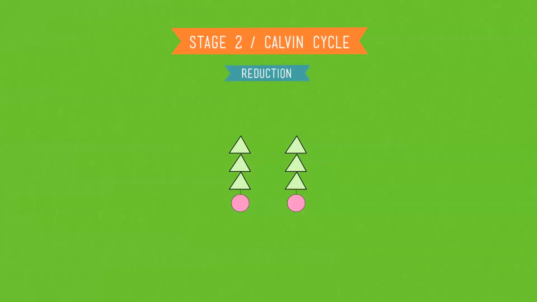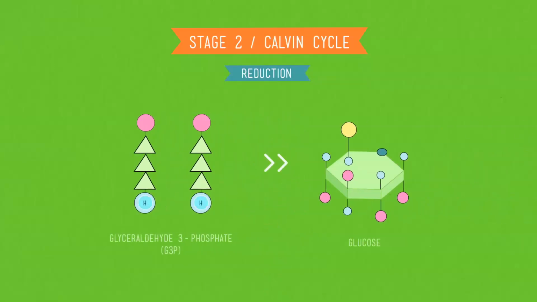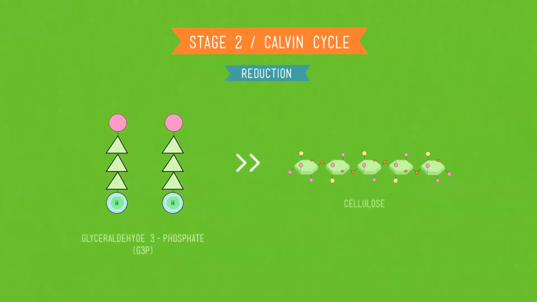Now we enter the second phase. Reduction. Here, we need some energy, so some ATP slams a phosphate group onto the 3-phosphoglycerate, and then NADPH pops some electrons on, and voila! We have 2 molecules of glyceraldehyde 3-phosphate, or G3P. This is a high-energy, 3-carbon compound that plants can convert into pretty much any carbohydrate, like glucose for short-term energy storage, cellulose for structure, starch for long-term storage. And because of this, G3P is considered the ultimate product of photosynthesis.